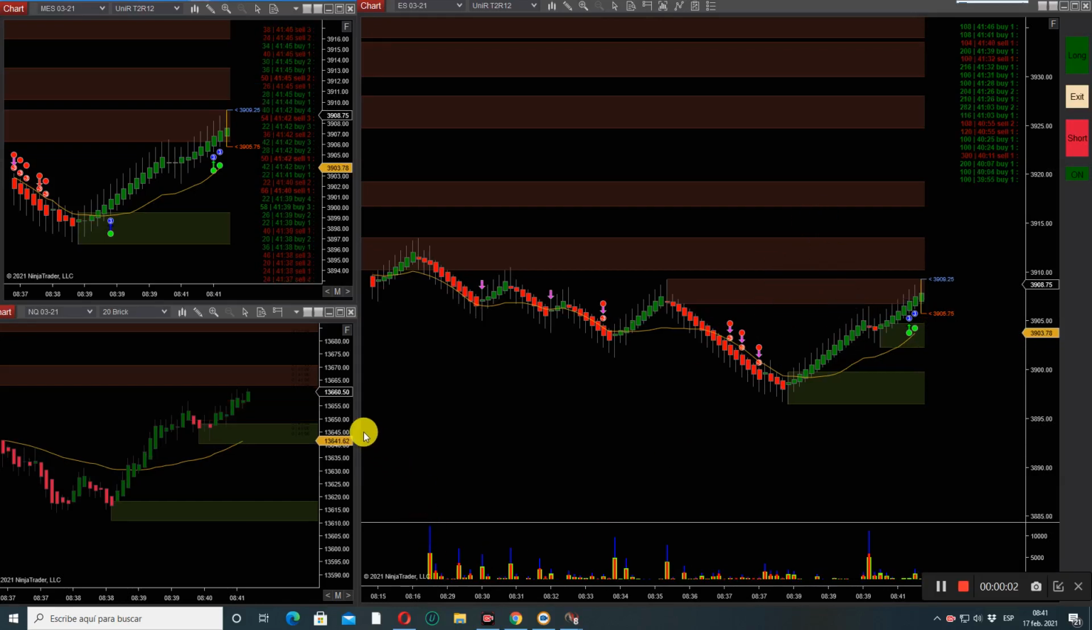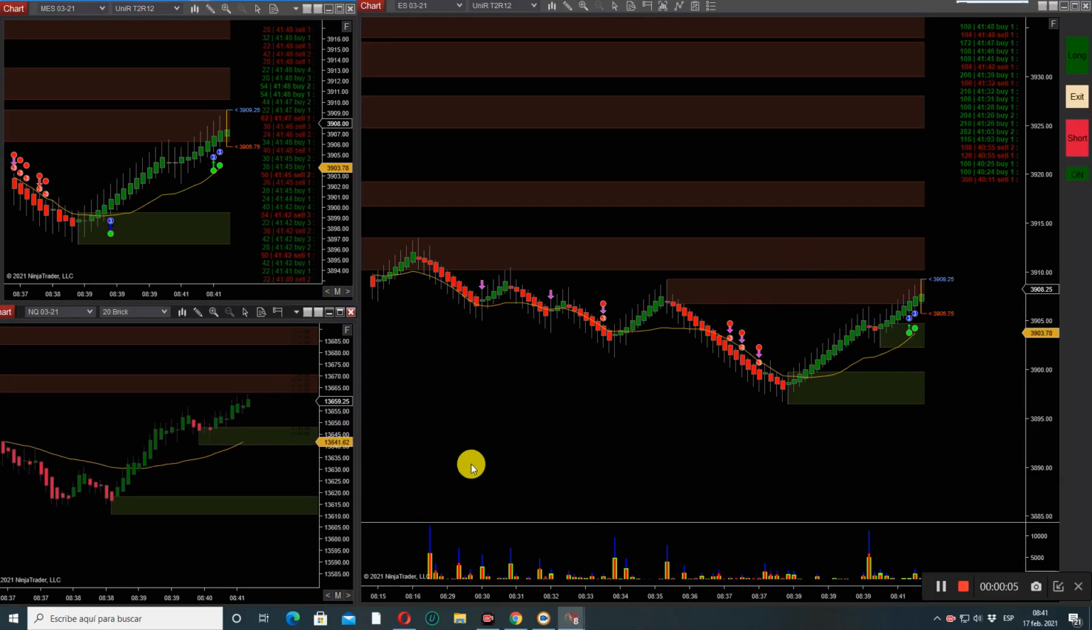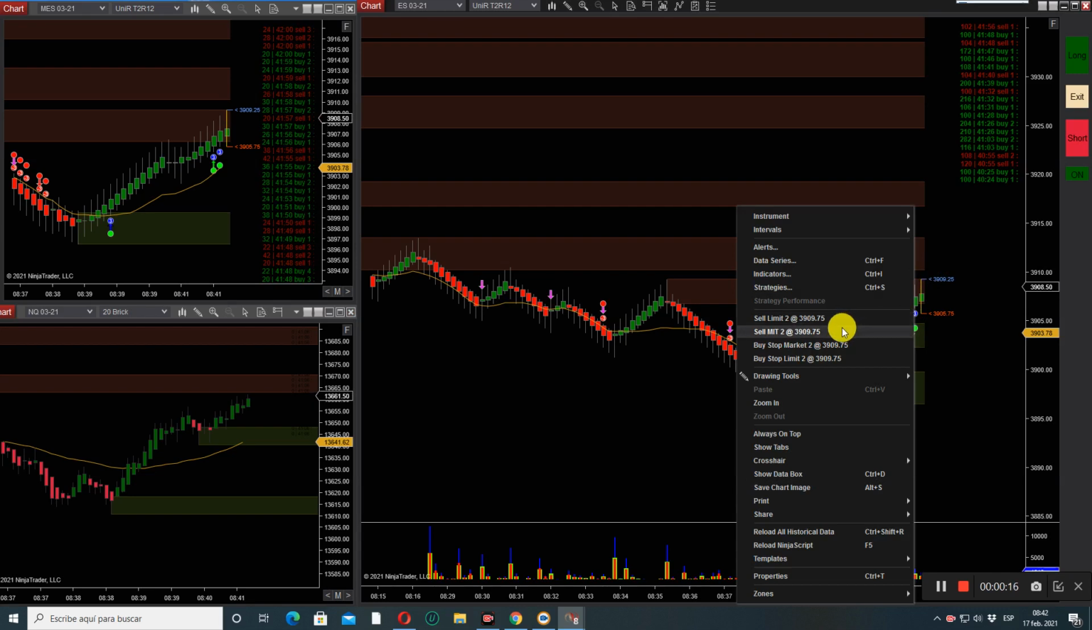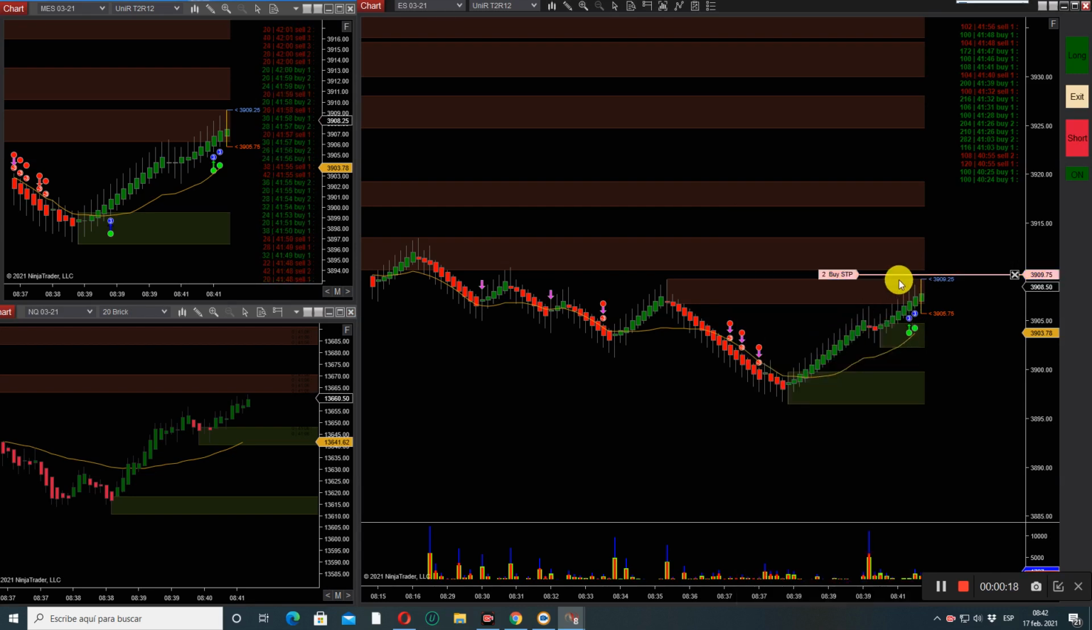Okay guys, good morning. Market has just started a little bit quick. Let's see if we can make a trade here. We see the volume expansion and the correlation to the upside. We can place a buy stop. Order submitted on the close of the bar.